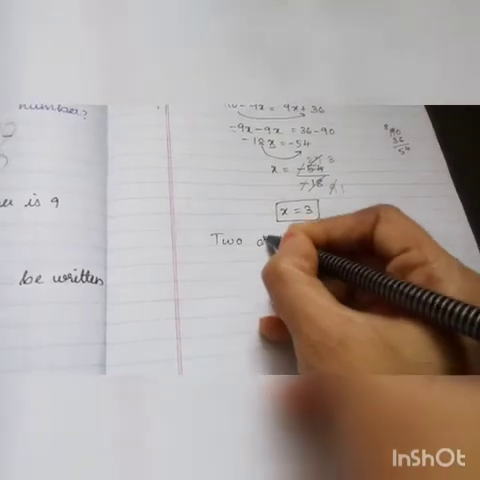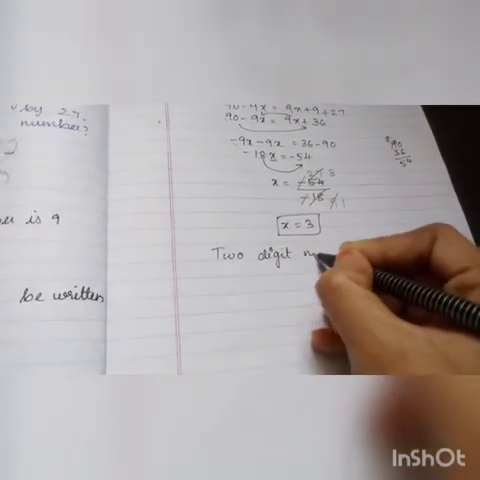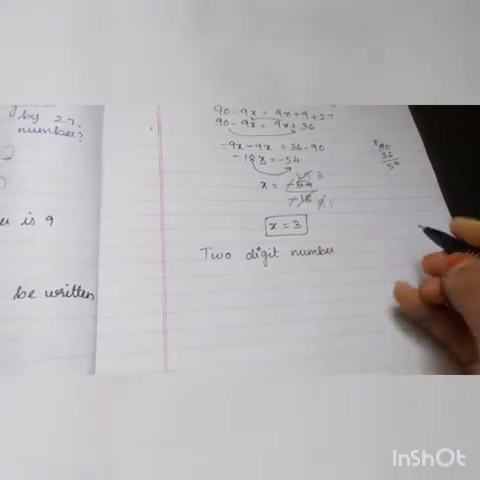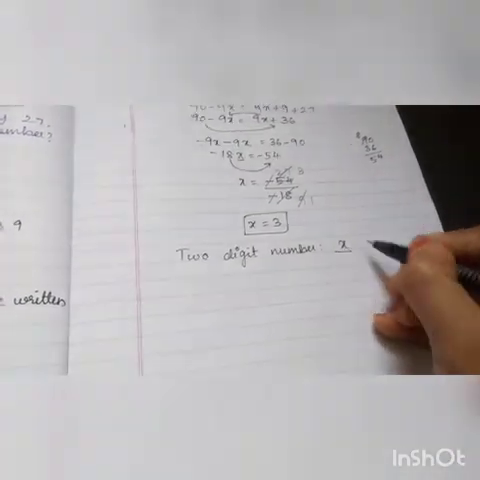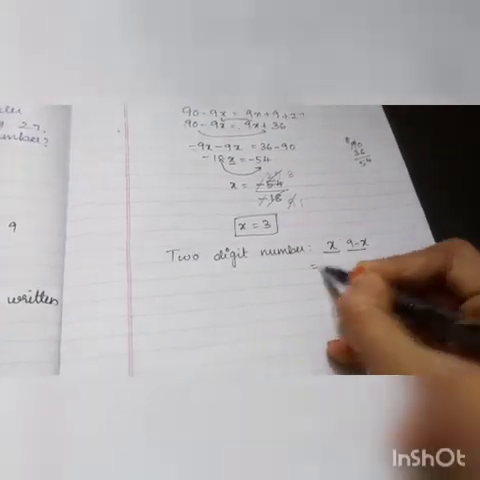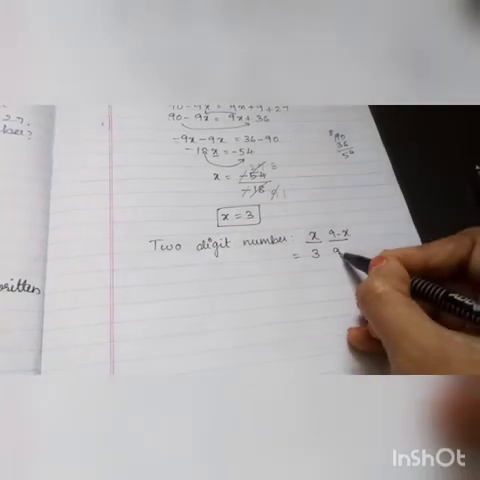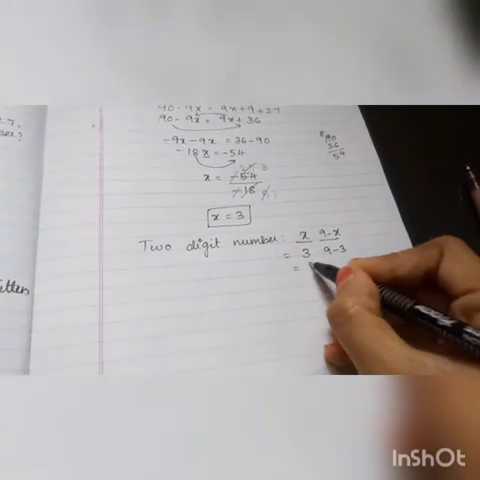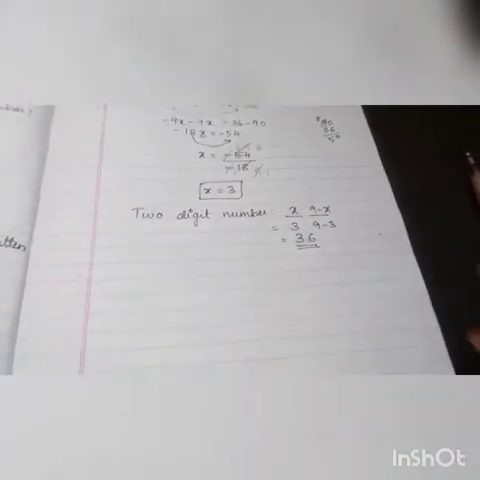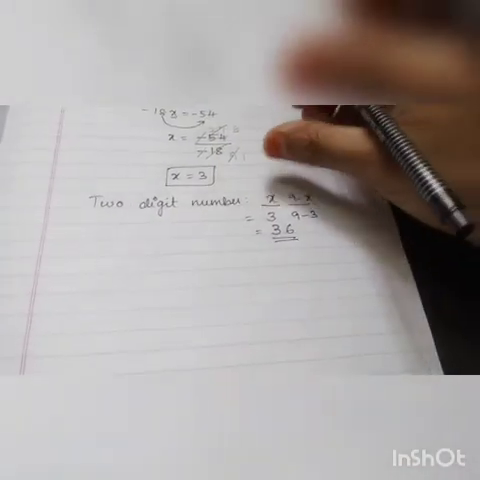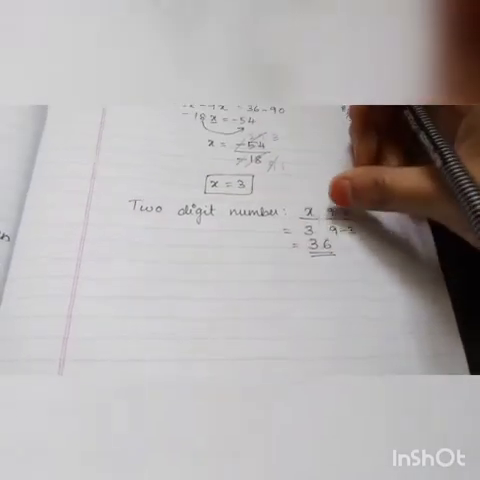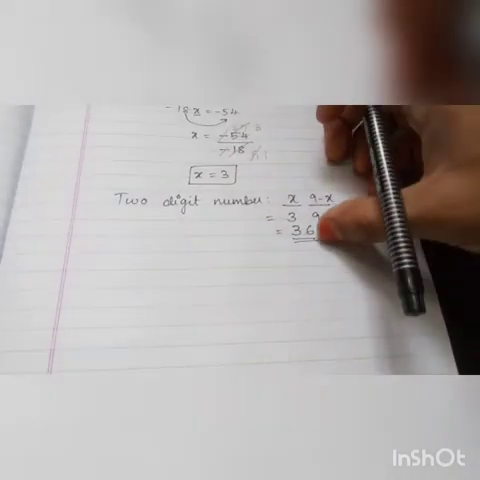So what do we have to find? We are going to find that 2-digit number. So what is our 2-digit number? Because we found the value of x. The number is x, 9 minus x, right? So x means 3. 9 minus 3 is 6. So 36 is our 2-digit number. Understood? x, 9 minus x, x is 3, 9 minus 3 is 6, so 36 is our 2-digit number.